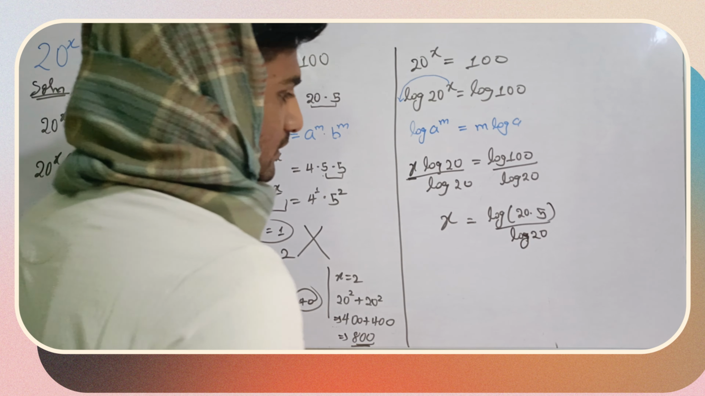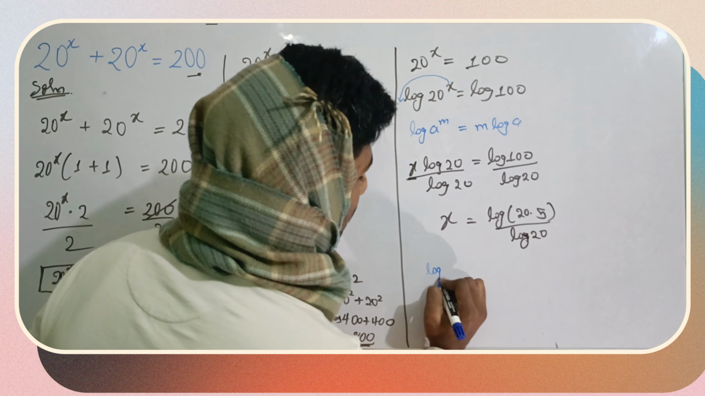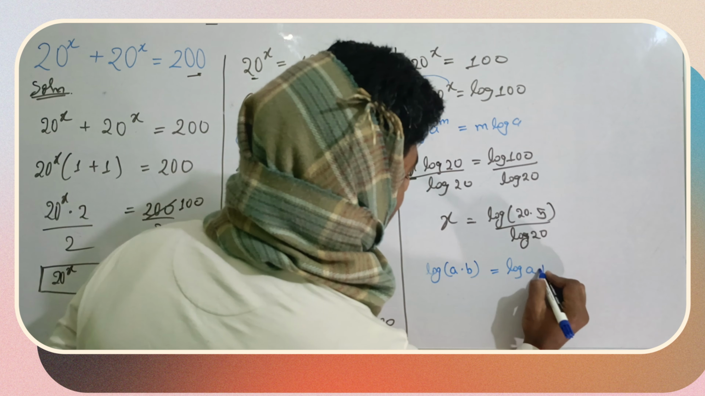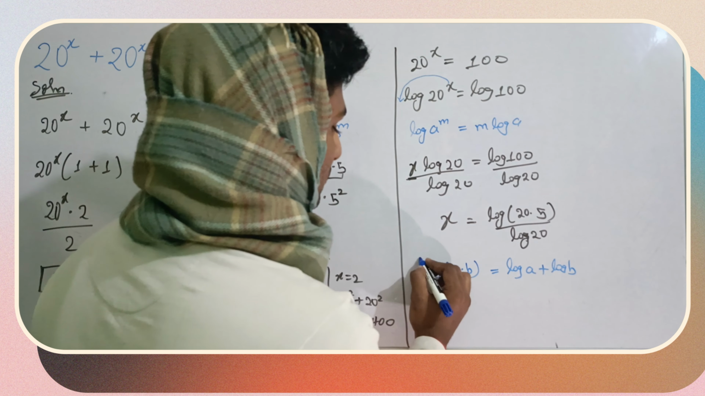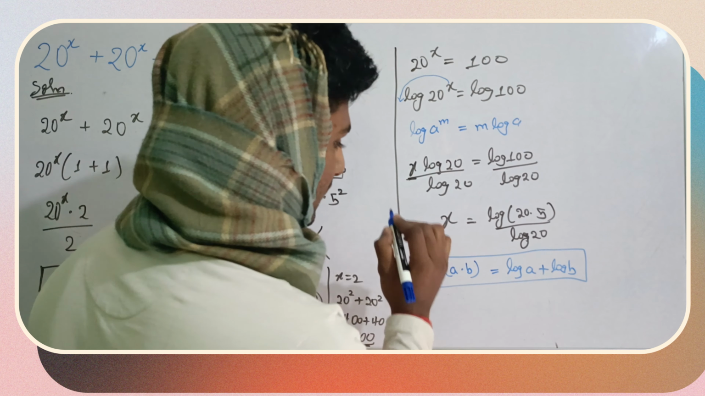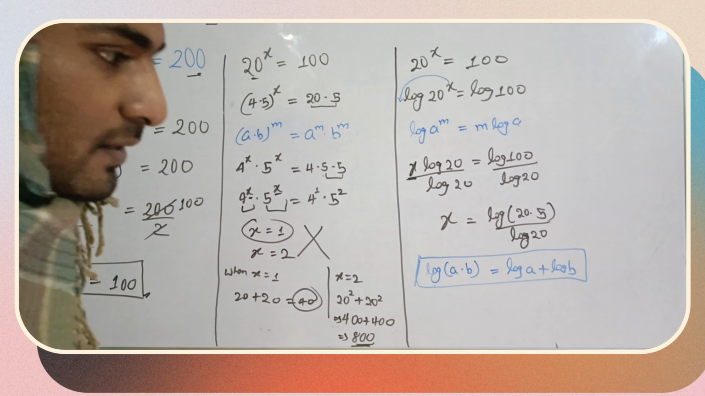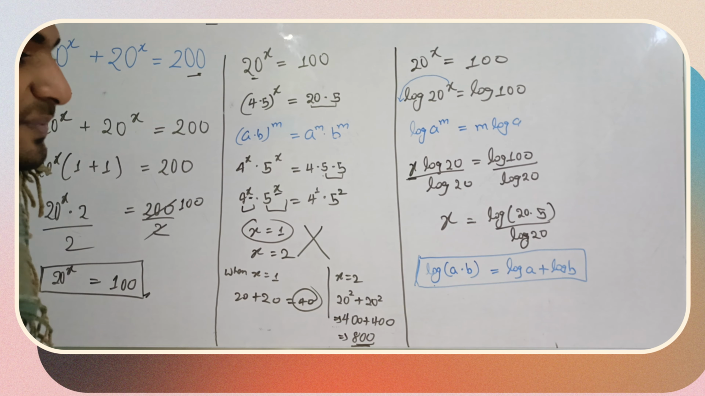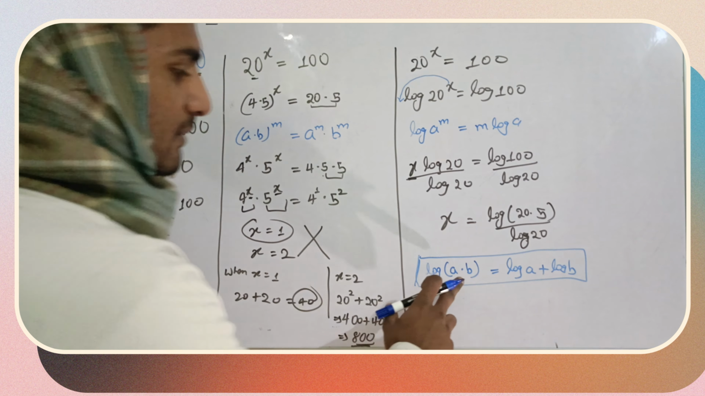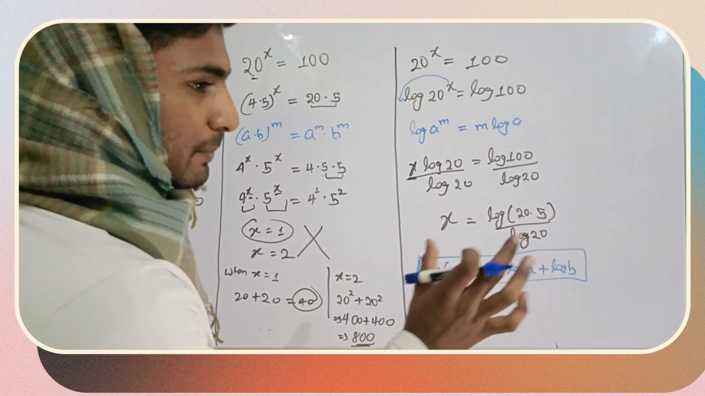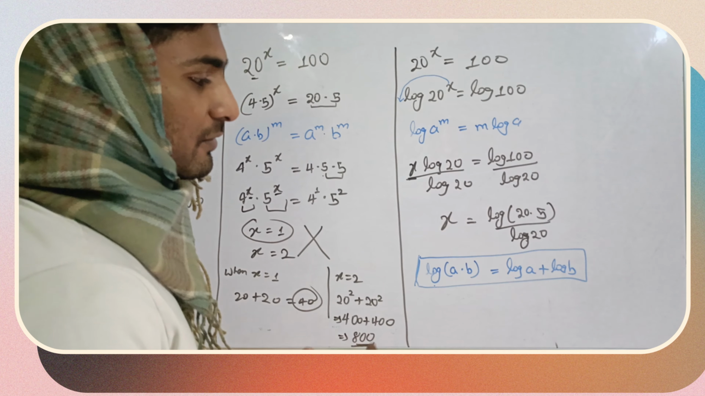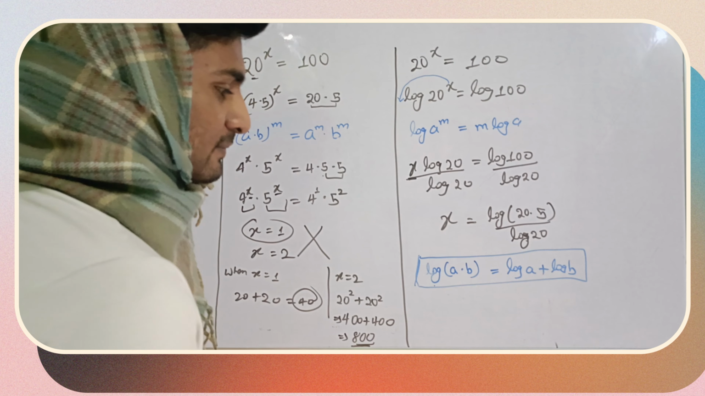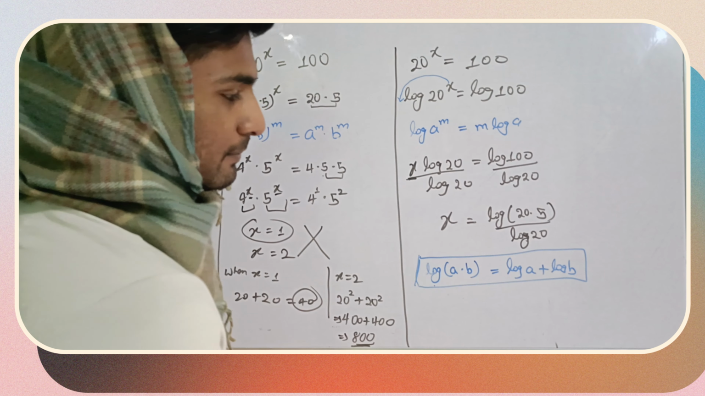Now we are going to use the property which is log of a times b is the same as log a plus log b. This is the main product property of logarithms. It was invented so that long calculations can be made easy, because many times numbers are big, so taking out the product of them requires a lot of effort, but addition requires less. That's why this property was developed. So log of a times b is equal to log of a plus log of b.